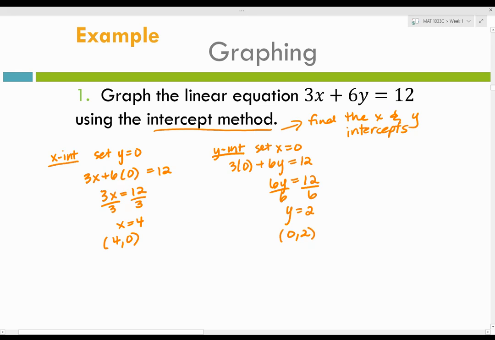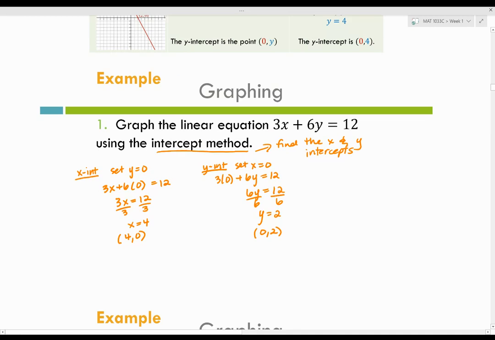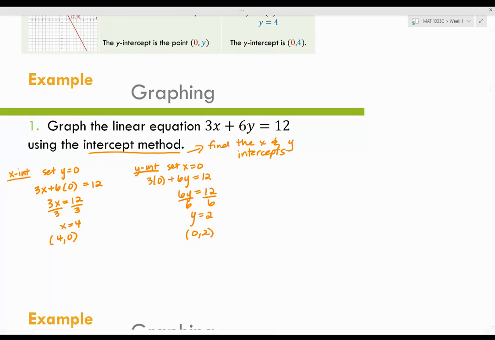Remember, you only need two points to draw a line, and by finding the intercepts, I now have two points. So if I want to draw my coordinate system, I'll make a sketch. I'm going to plot my x-intercept first. My coordinate was (4, 0). My x value is positive, which tells me I'm going to move to the right 4 places. Then I'm going to plot my y-intercept. My x is 0 and my y is positive, so I'm going to move up 2. And I'm going to connect my points.